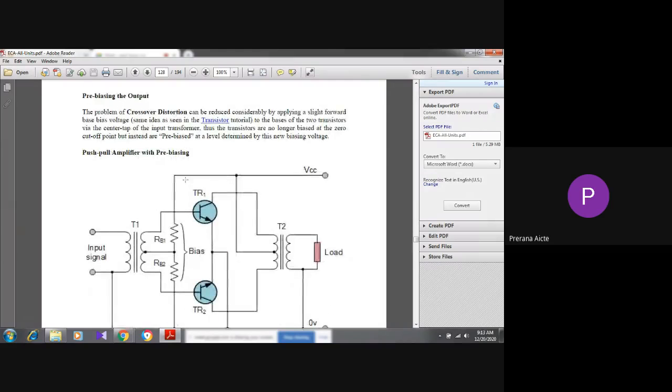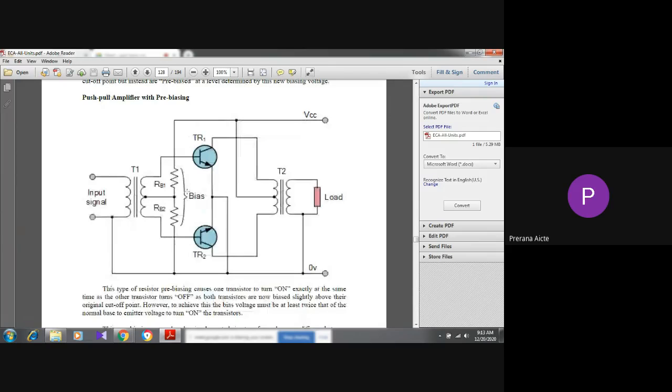And these are the push-pull amplifier pre-biasing circuits. Some of these circuits' pre-biasing problems are reduced by applying a slight forward bias to the base of the two transistors by a center-tapped transformer. Thus, the transistors are no longer biased at the zero cutoff point but are pre-biased. This is the push-pull amplifier with pre-biasing.